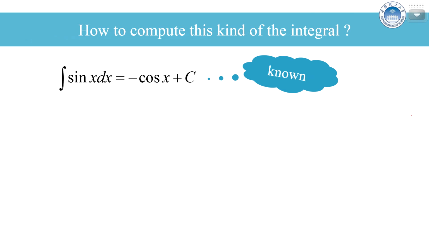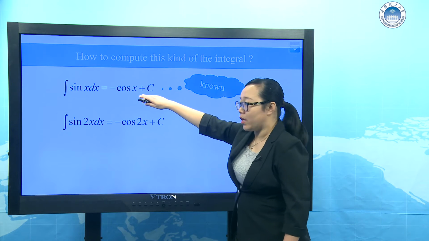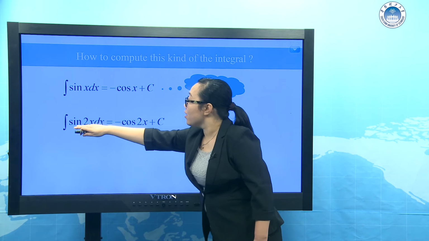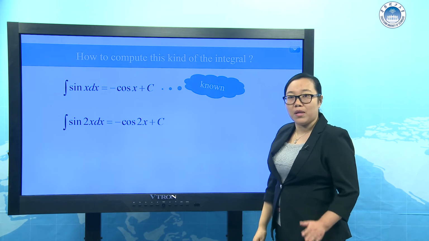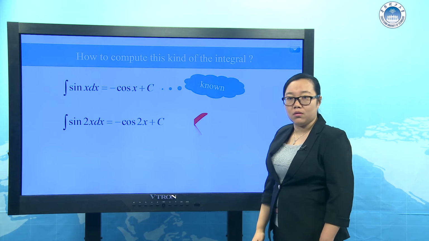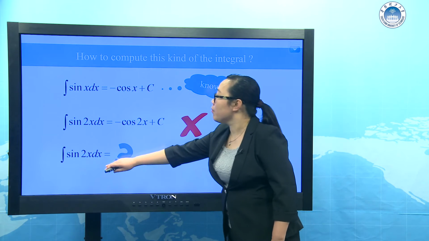According to the formula, maybe you can get the following formula: the integral of sin 2x dx equals minus cosine 2x plus c. Why? Because you think sin of a variable equals minus cosine of the variable, similarly sin 2x equals minus cosine 2x. But in fact, it's wrong. Why? Can you give me some idea about the formula?